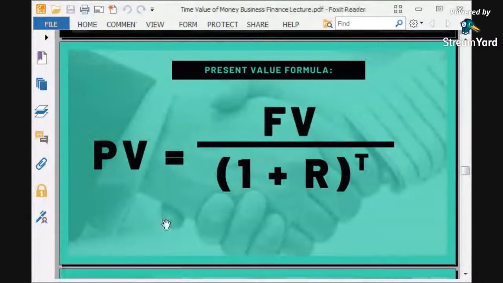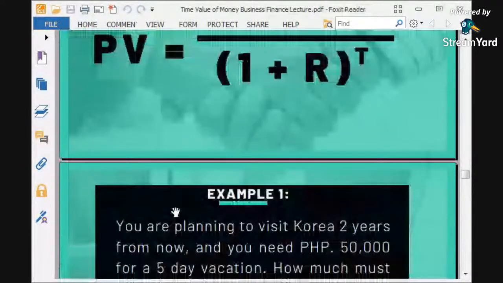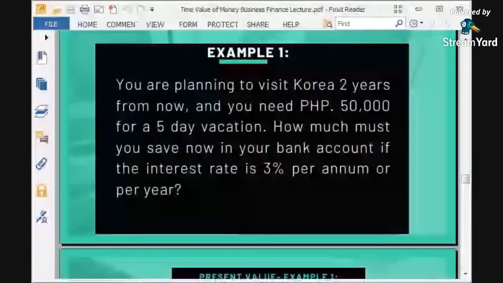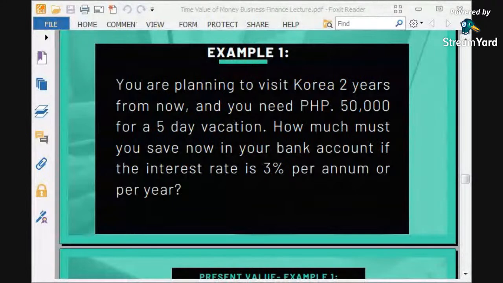Let's say 2 years from now, after you graduate or after the end of the pandemic crisis, you are planning to visit Korea, and you need 50,000 pesos for a 5-day vacation. The question is, how much must you save now in your bank account if the interest rate is 3% per annum, or per year?